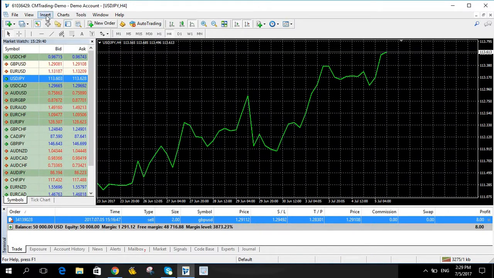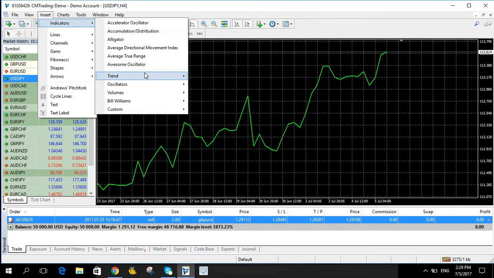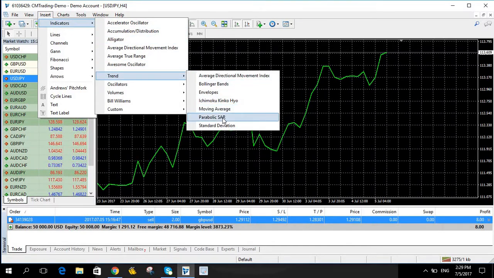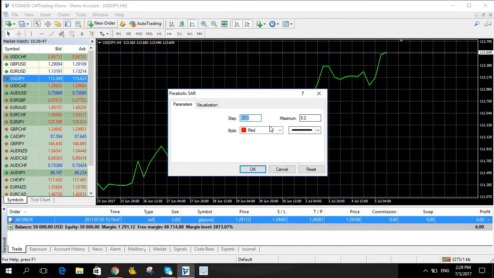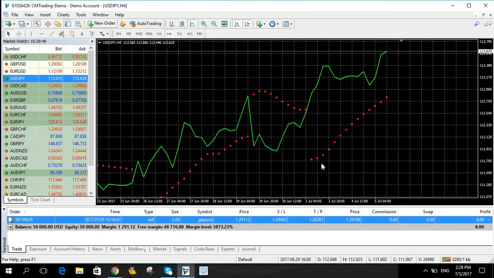So let's go and now put on our parabolic SAR. So here we have our parabolic. If we look at the parabolic, the dots are below the trend, showing that it's still having buying strength, still showing a buy strength, an upward strength.